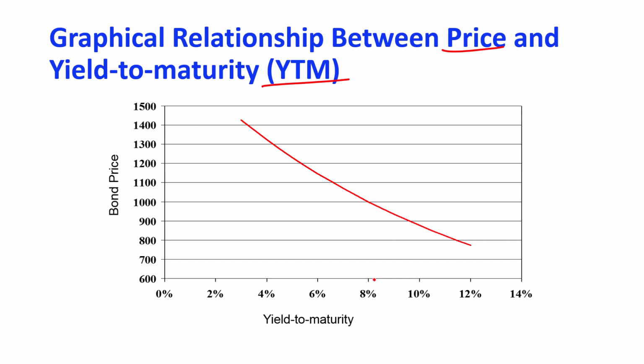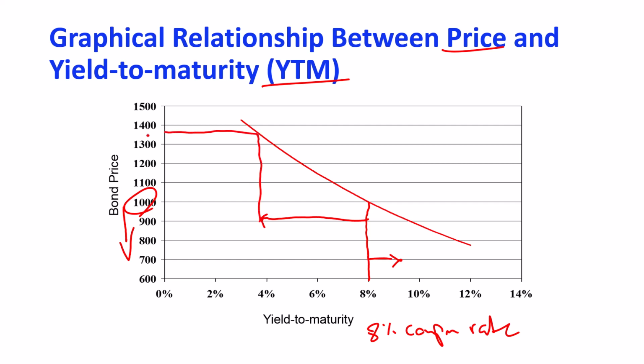So here we have an example of a bond with 8% coupon rate. As you can see, at 8%, the bond is priced at par. If we increase the rate to 10% or 12%, of course we're going to see that the price will fall. Higher the rate, lower the price. And if we lower the rate from 8% to, let's say, 4%, we'll see that the price will rise to about 1,350. So there is an inverse relationship between the bond price and yield to maturity. The higher the yield to maturity, the lower the price.